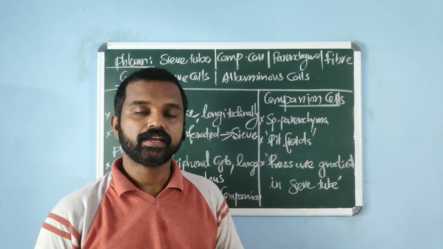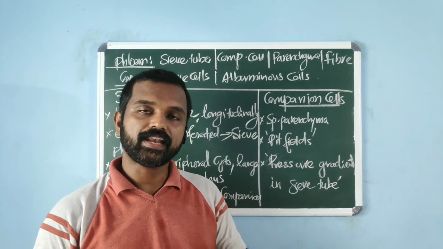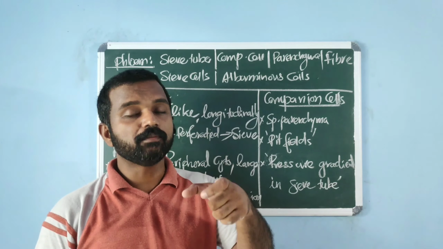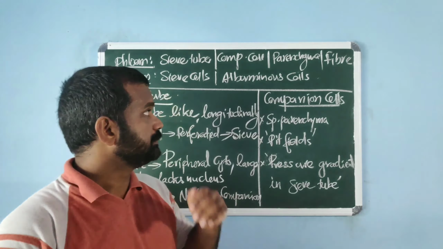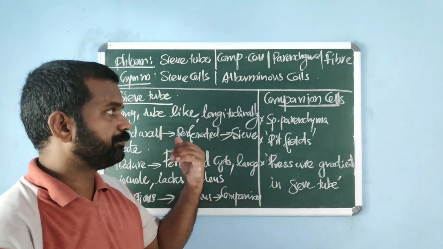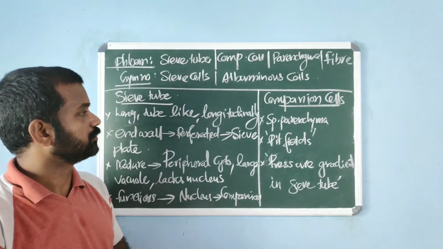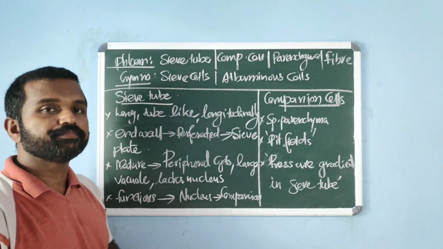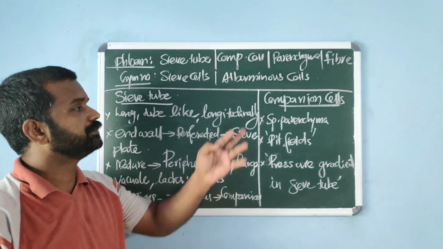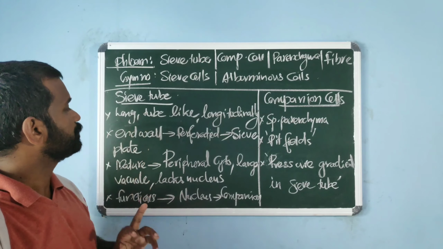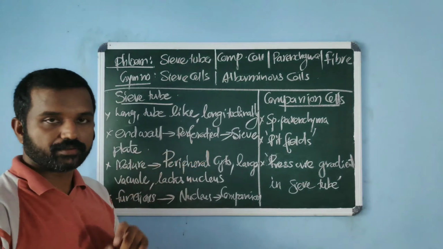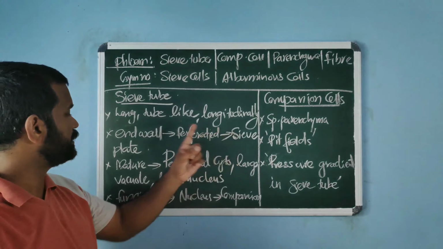Phloem. In angiosperms, the components of phloem are sieve tubes, companion cells, phloem parenchyma and phloem fiber. In gymnosperms, sieve tube is replaced by sieve cell, and companion cell is replaced by albuminous cells. Then, sieve tube in detail, sieve tube and companion cells. First about sieve tube. It is a long tube-like structure arranged longitudinally and closely associated with companion cells. Their end walls are perforated in a sieve-like manner to form the sieve plate.